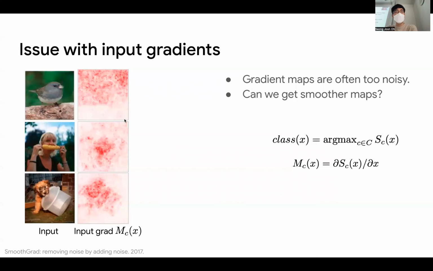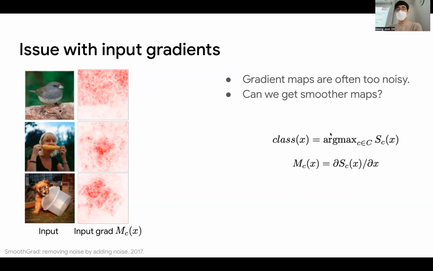So if you keep looking at those input gradients, you're going to be wondering what do I actually get out of this, right? Because you're going to see a lot of noise, and you don't even see the object in those kind of input gradient maps, right?